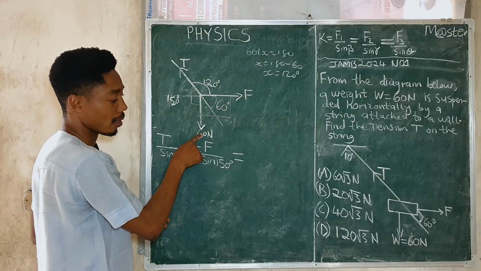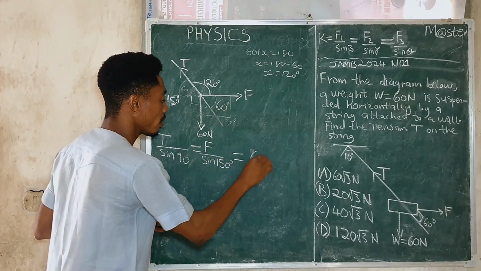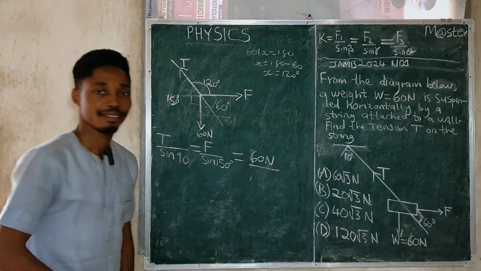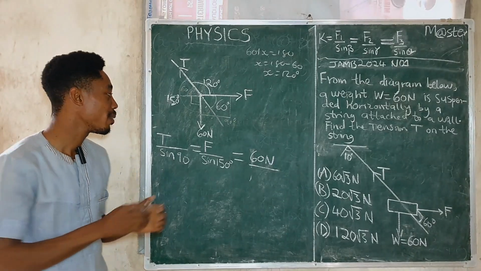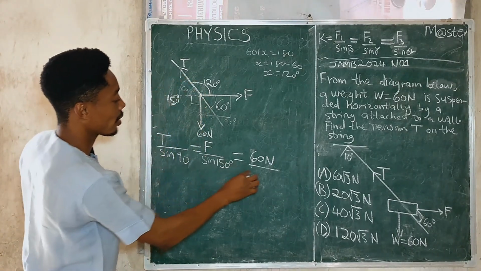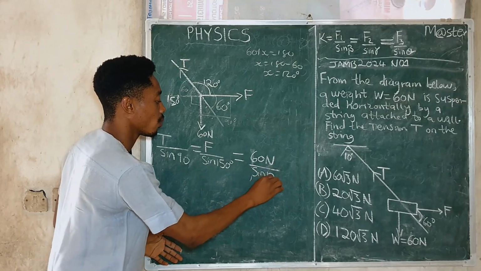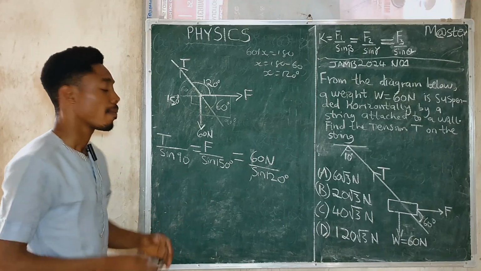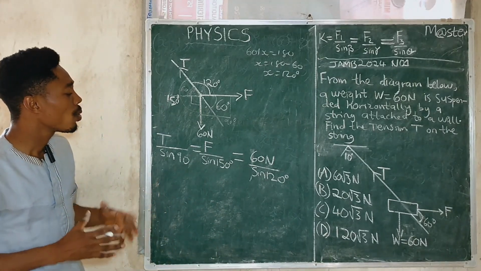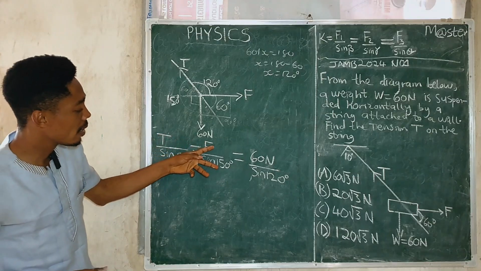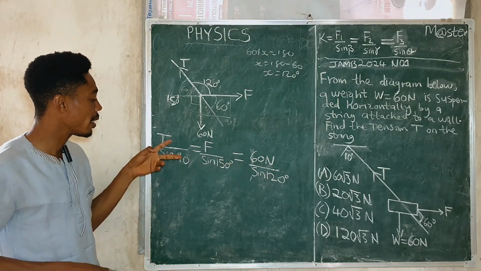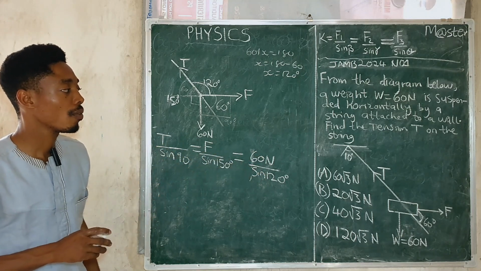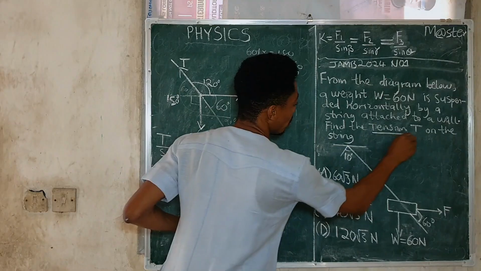From there, I would now say that this is equal to the next force. This force is 60 Newton. That was our weight, all over, you can just guess what that will be, sine 120 degrees. All right. Moving from there, we will now decide, are we going to compare this with this? Are we going to compare this with this? Or are we going to compare this with this? Remember the aim of this question, we want to find the tension T.